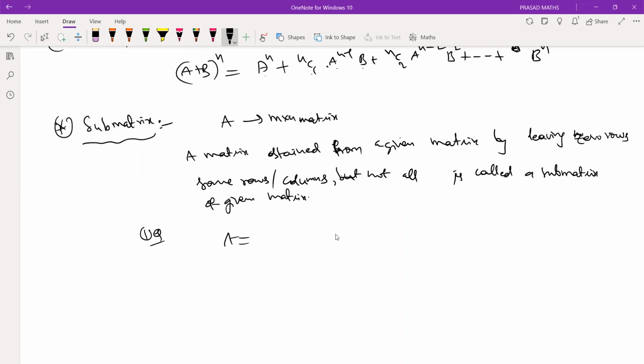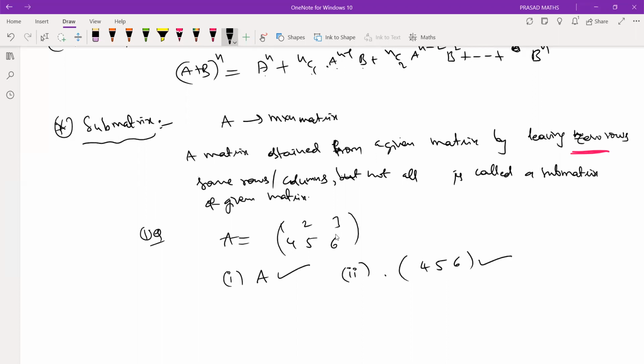A equals [1, 2, 3; 4, 5, 6]. Right? What are the submatrices? Leaving 0 rows means what? Don't leave any row. A matrix itself is a submatrix. 0 means don't leave any row or any column. That is nothing but the matrix itself being a submatrix. Second one, suppose you leave the first row, 1, 2, 3. What you're going to get? 4, 5, 6. This is a submatrix.